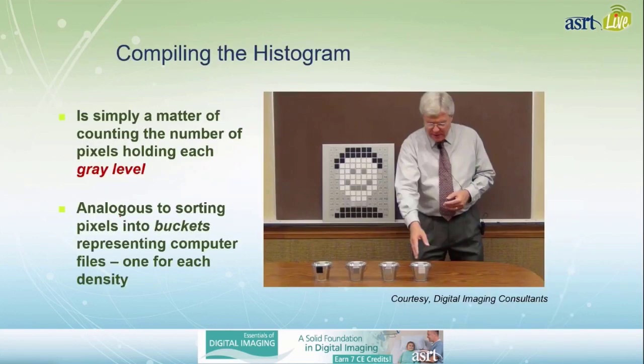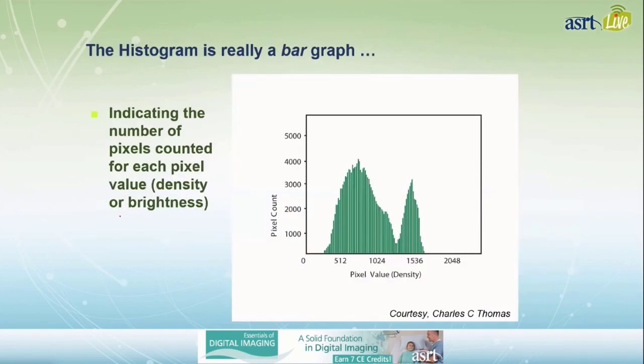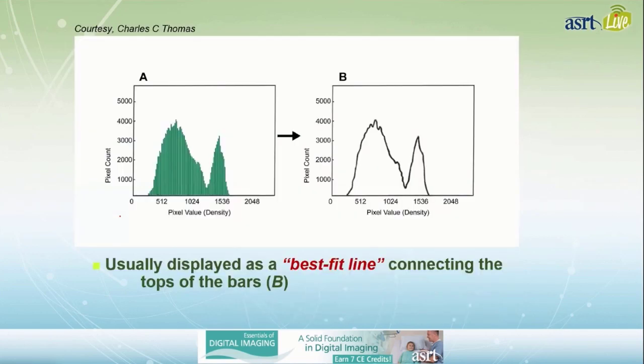Well, if we go back and review histograms for a second, remember that a histogram is simply a matter of counting the number of pixels holding each particular gray level. It is in fact a bar graph, the histogram. It originates as a bar graph that indicates the number of pixels counted for each pixel value. And then, of course, what we do is draw what they call a best fit line on the right here, which is connecting the high points of all of those bars. But remember that this is ultimately a bar graph.